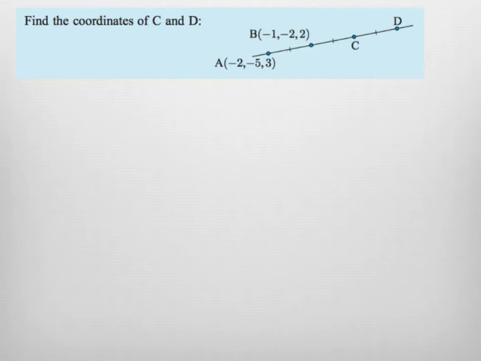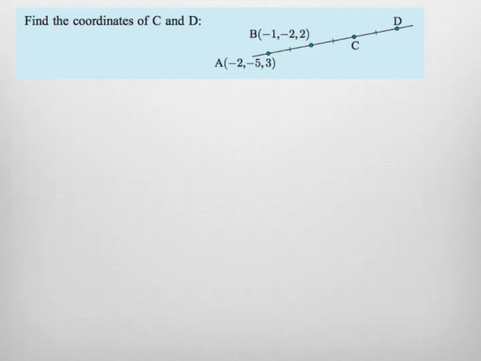So let's think about this. How would we solve this problem? Can we see any relationships? Well, yes, we can. We can see that this length is the same as this length and the same as this length. So maybe if I can find the vector between A and B, and I know how to find the vector between 2 points, then I can use that vector to find the point C, and then use that vector to find the point D.